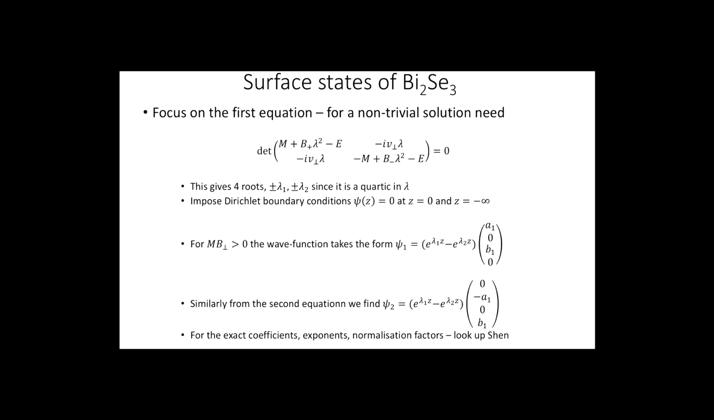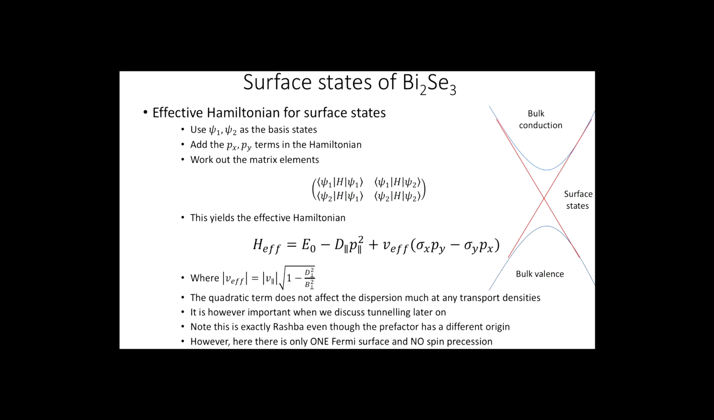I didn't bother to write out the exact coefficients, the exact exponents, normalization factors, and so on, because I don't think anybody would be making any sense of it in here. So I would just suggest you look those up in Shen's book, or if you don't want to do that, I can just prepare an extra slide and add it on to the presentation. So these are now, the lambda 1s and the lambda 2s are negative, so these things actually decay when you go away from the interface. And what you want to do now is, remember, we've set px and py equal to 0.